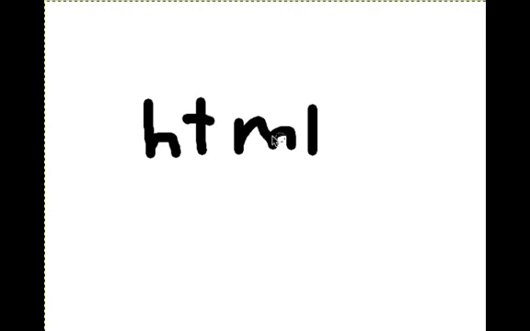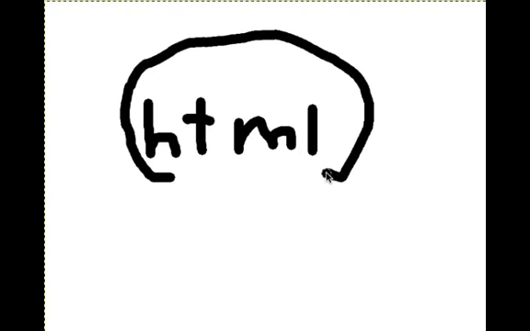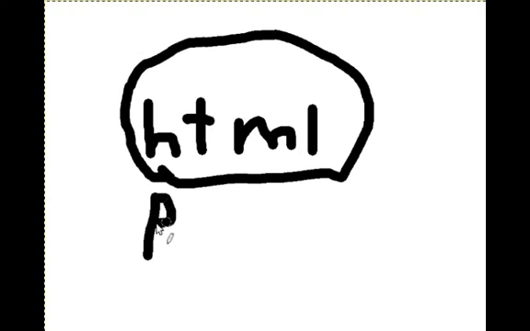So today we're going to be talking about HTML, and what exactly is HTML? Well, for anybody who doesn't know, HTML is a programming language, which I'll get into, but it is programming.